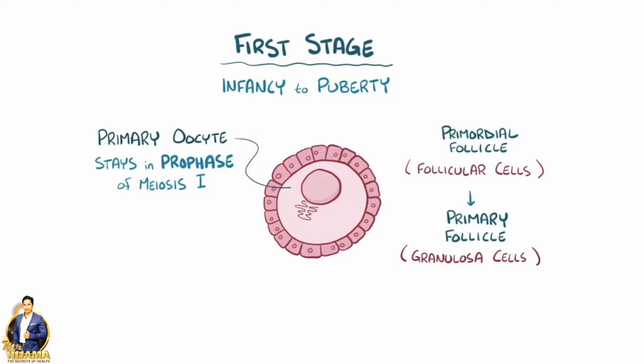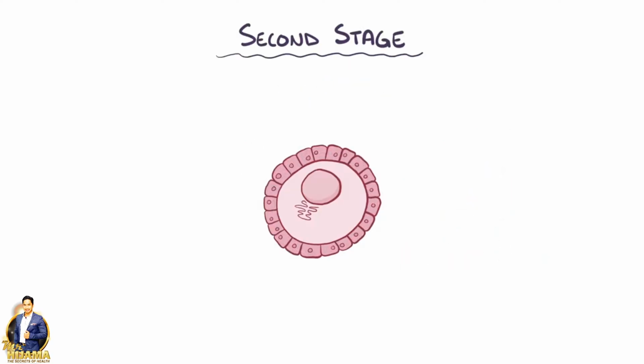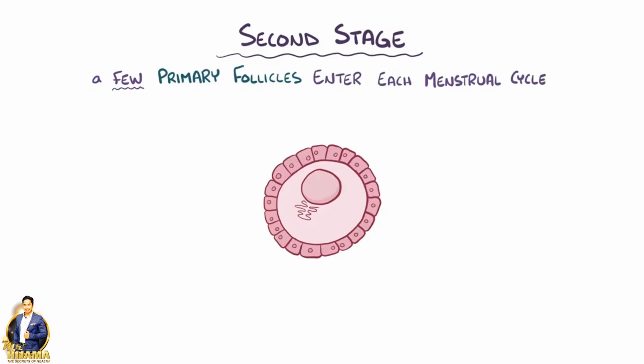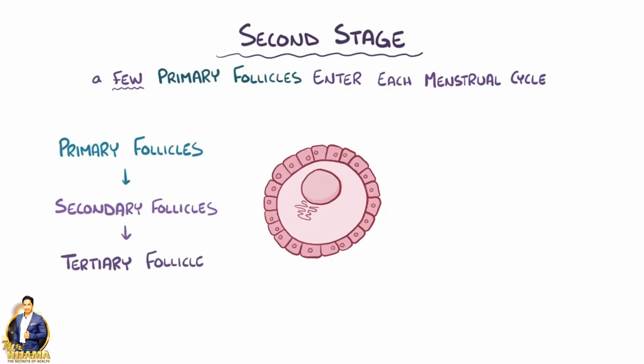Meanwhile, the primordial follicle turns into a primary follicle, meaning that the follicular cells surrounding the primary oocyte develop into granulosa cells. The second stage of follicular development begins for a few lucky primary follicles with the first menstrual cycle in puberty, and a few more primary follicles go into the second stage with each subsequent menstrual cycle. In the second stage, the primary follicles develop into secondary and eventually tertiary or Graafian follicles.